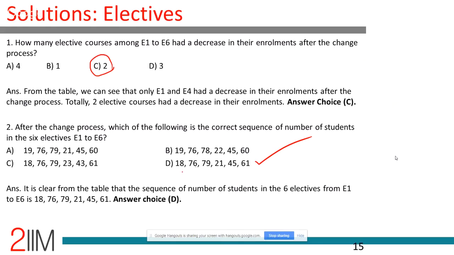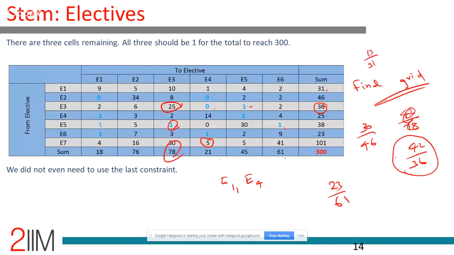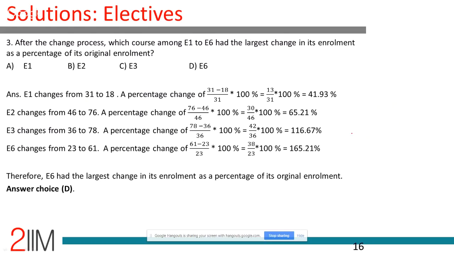The answer should be E3. Sorry, E3 or E6. The answer says E6. I'm going to look at this. It is 23 to 61. I looked at 38. Sorry about that. 23 to 61. That's a change of 38 by 23. That's more than 100% and more than this. So you're looking at E6 as the right answer. Maximum percentage change. Don't get it wrong, obviously. You should be more careful.